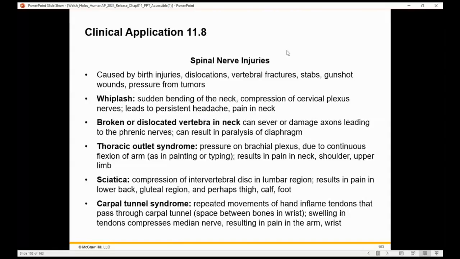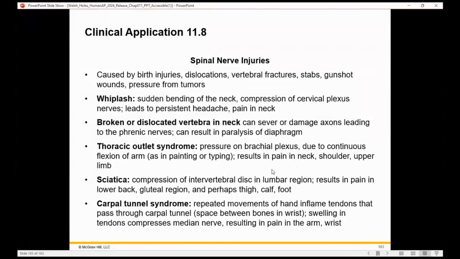Spinal nerve injuries can be caused by birth injuries, dislocations, vertebral fractures, stabs, gunshot wounds, or pressure from tumors. In the case of whiplash, this is sudden bending of the neck, which causes a compression of the cervical plexus nerves, and this leads to persistent headache and pain in the neck. Broken or dislocated vertebrae in the neck can sever or damage axons leading to the phrenic nerves, and this can result in paralysis of the diaphragm.